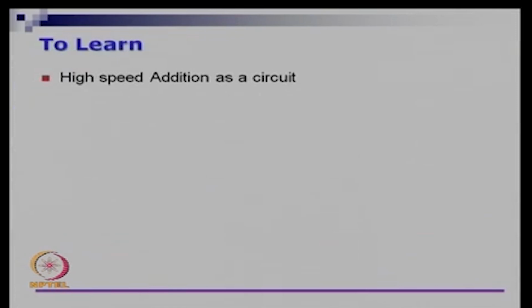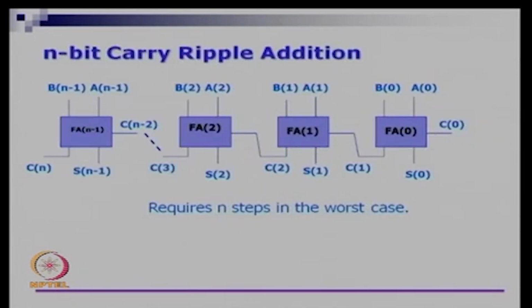high speed addition as we do it in a circuit. To appreciate what this high speed addition is, let us look at n bit ripple carry addition. In this case, for some n, we start with b of 0 and a of 0. Let us assume that there is some carry in coming into the circuit; it produces sum and carry, then we get b of 1 and a of 1, which have to be added to carry 1, and that will produce a sum and carry and so on.